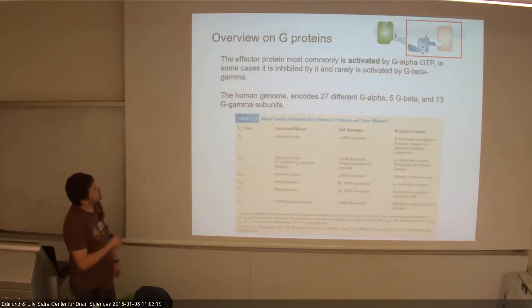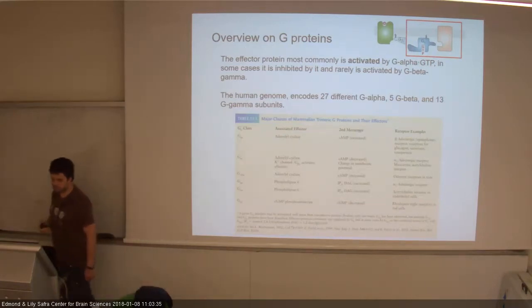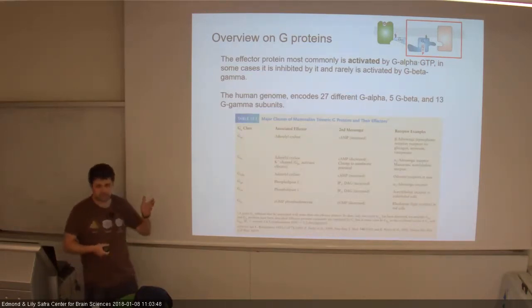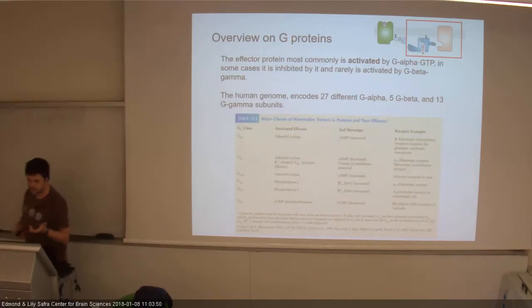I also mentioned that there are a few types of different alpha subunits. The difference between them is that some of them can inhibit their effector protein, and some of them can excite their effector protein. There are about 27 different types of G-alpha proteins, and this is as of when the book was written, so probably there are more by now. You also have 5 G-beta and 13 G-gamma subunits. Each one of the different combinations gives a different activation of their target effector proteins.